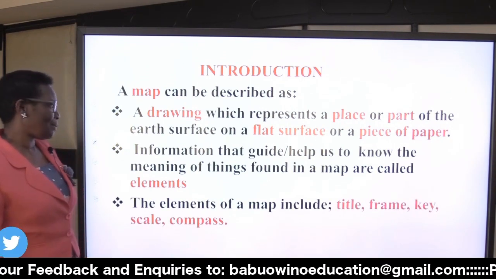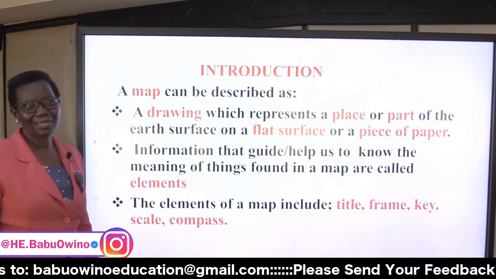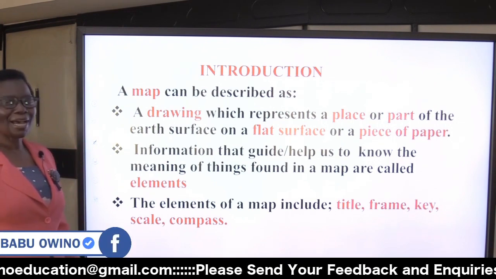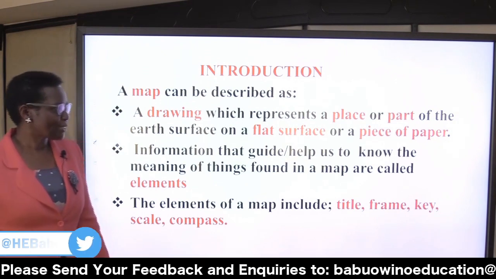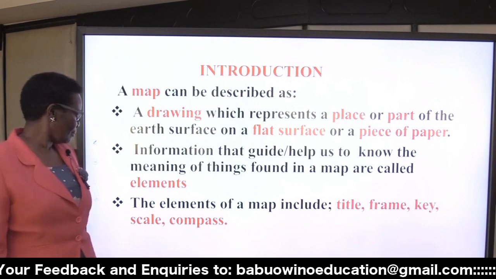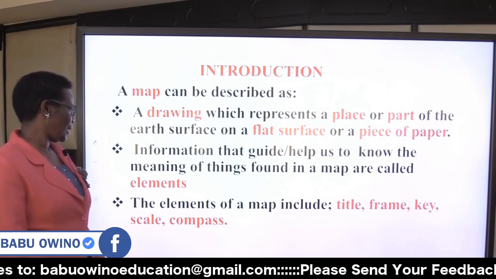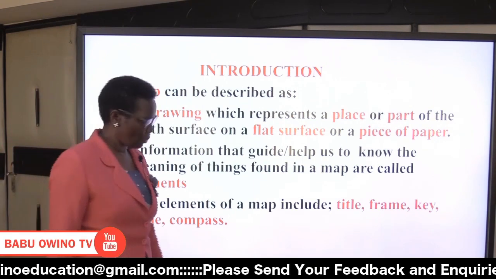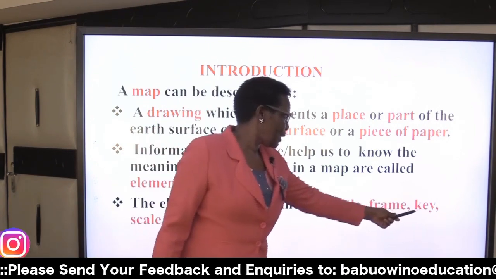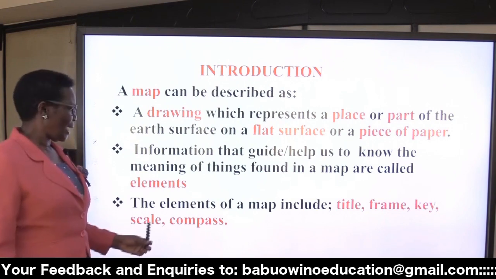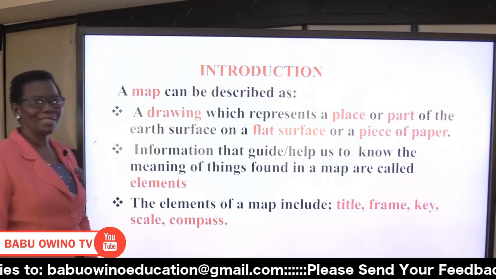The elements of a map include the following. We don't just talk about the elements, then that's all. The elements of a map, in this class, we shall study the following. One of them is the title. Another one is the frame. We have the key, we have the scale, and we have the compass. I will repeat. The elements of a map include the title, the frame, the key, the scale, and finally the compass. So with these elements, we will be able to read a map.